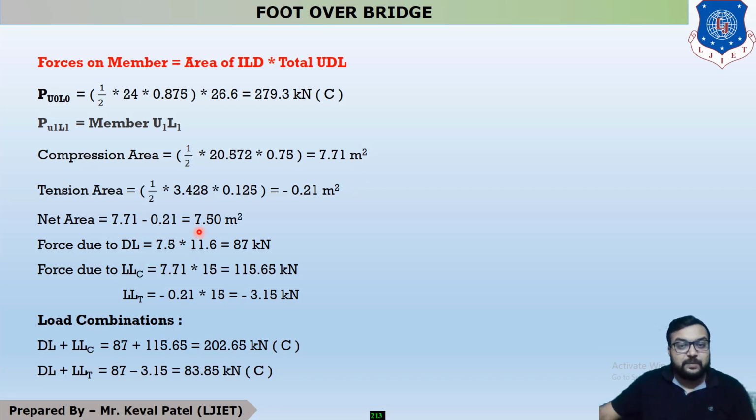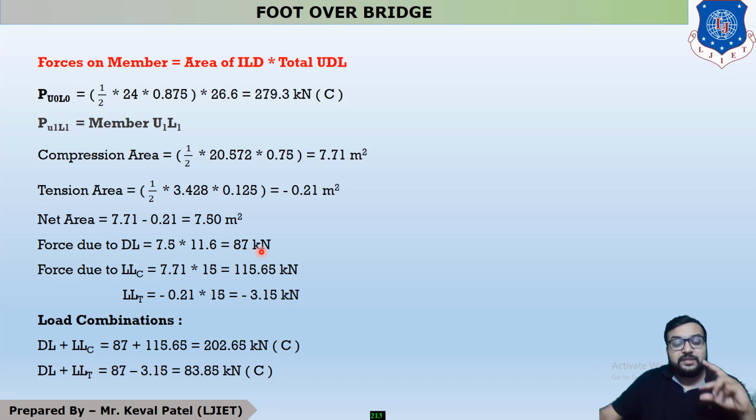So it is 7.50 meter square. Now you all know that there is one load which always remains steady, and it is dead load. So the force due to dead load is area, you can see that area of UDL, which is 7.50, because it is a net area, into UDL. And you all know that we have to find out dead load and live load separately in your step number 5. Okay, so your answer is 87 kilonewton.